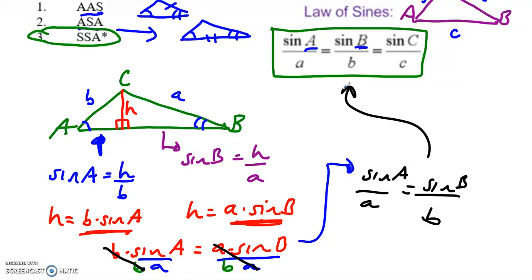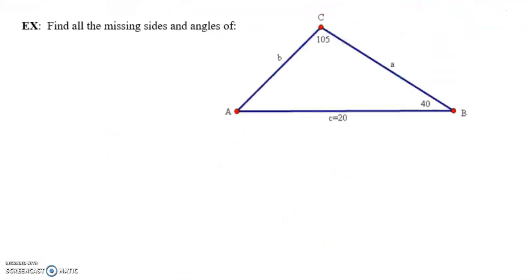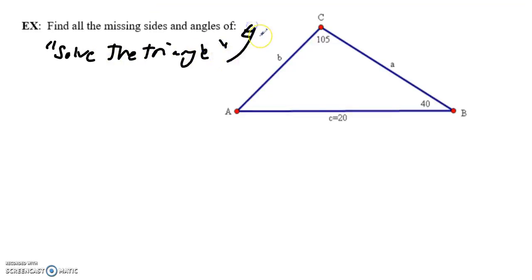Now let's actually apply the law of sines. Find all the missing sides and angles of this triangle. Another way you're going to see this direction in the future is if you see just the direction solve the triangle. If you just see the direction solve the triangle, it means the same thing as above, that you want to find all missing sides and angles.